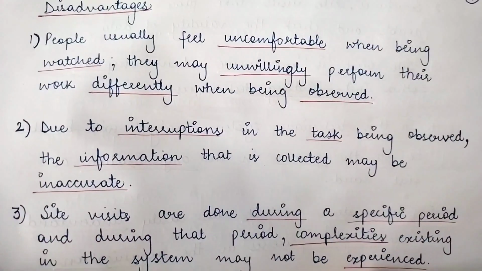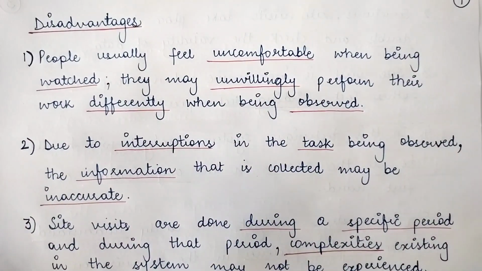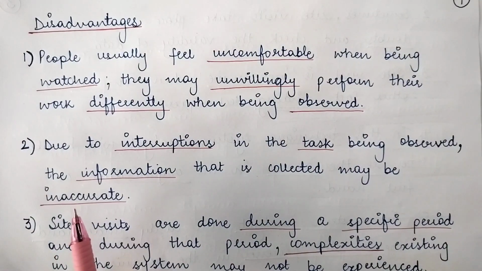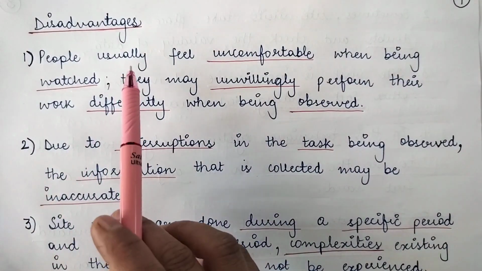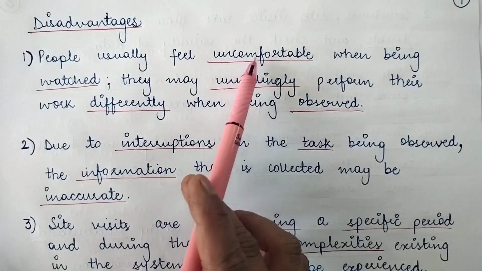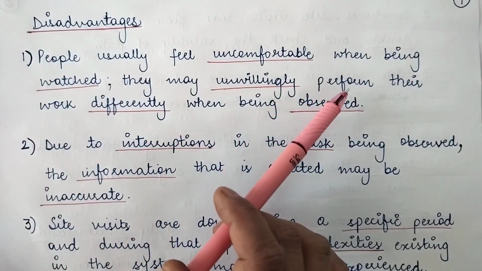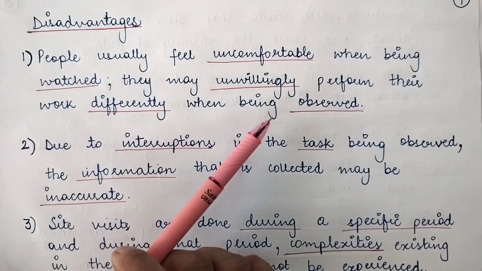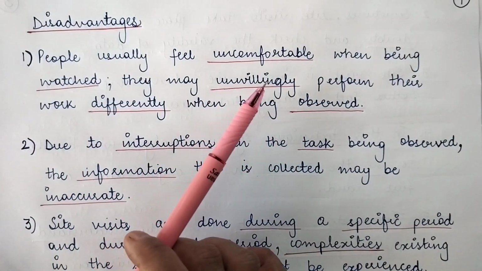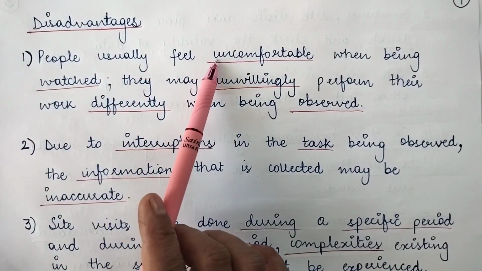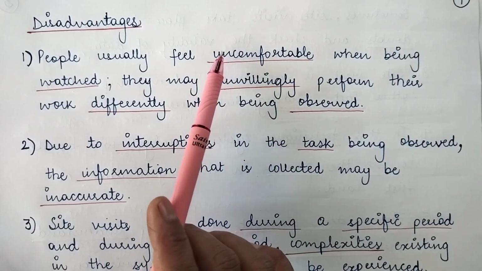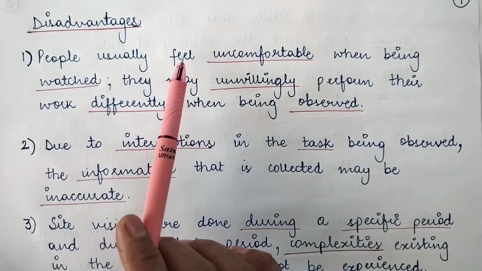Now let's look at the disadvantages also, because as I said, everything has its pros and cons. So if site visits have their advantages, they do have their disadvantages also. Now what are the disadvantages? People usually feel uncomfortable when being watched. They may unwillingly perform their work differently when being observed. Quite obvious human psychology or human tendency, people feel uncomfortable when they are watched while doing anything.